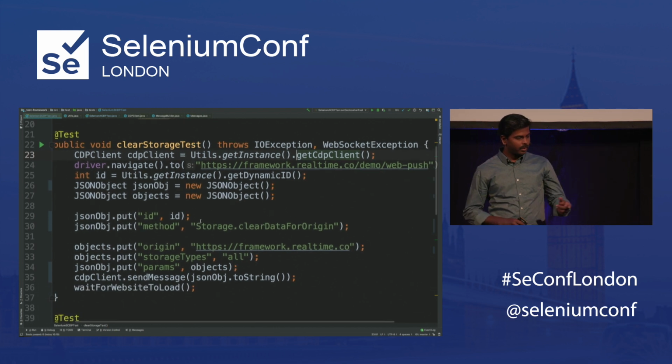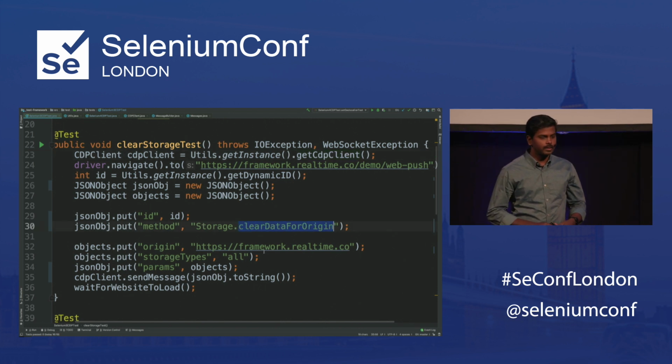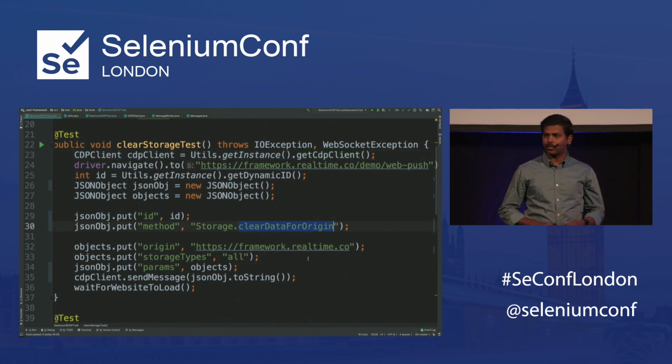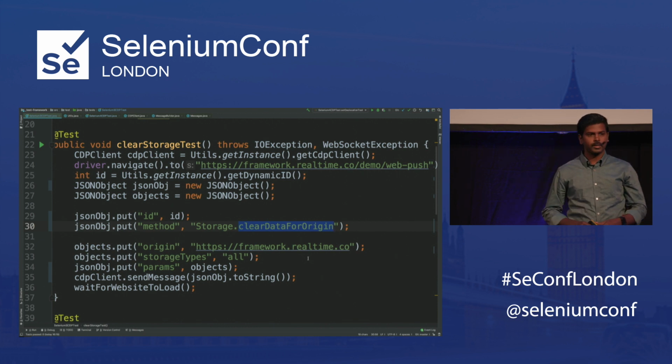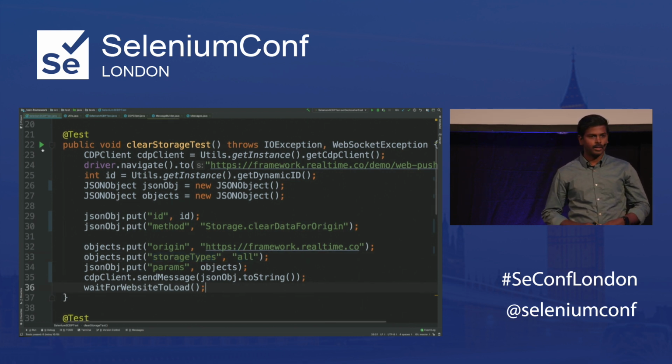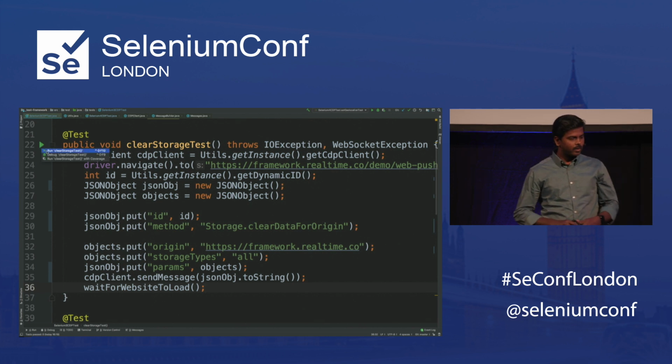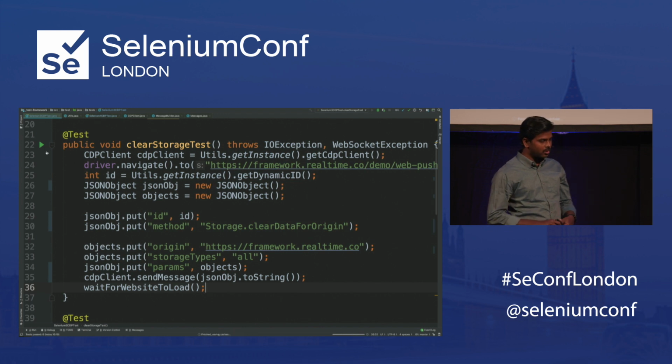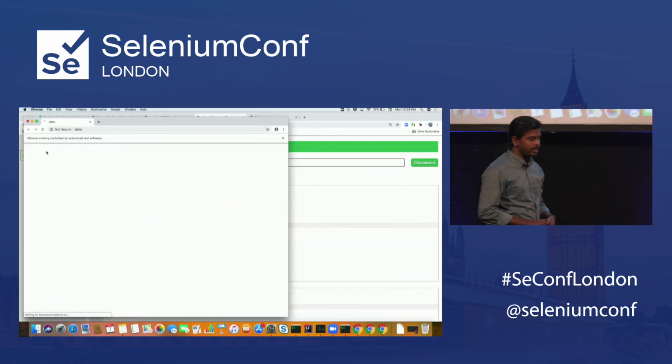In order for the clear storage test to work, the API that we are referring to is clear data for origin. It takes two arguments, as we've seen. One is the web application URL, and another one is storage types. So we have constructed a JSON object out of it, and we are going to send this to the API using the send message command. Let's have a quick look at how we can clear the storage in Selenium version 3.